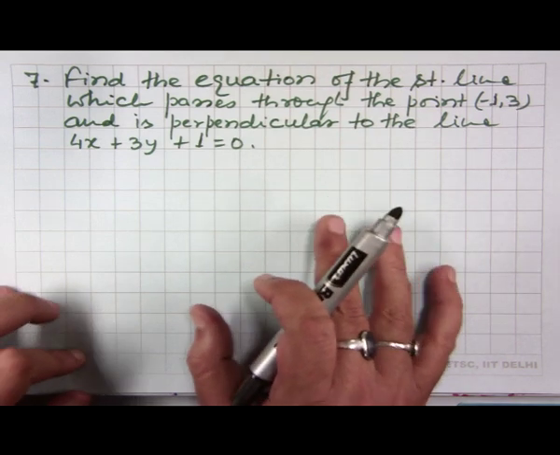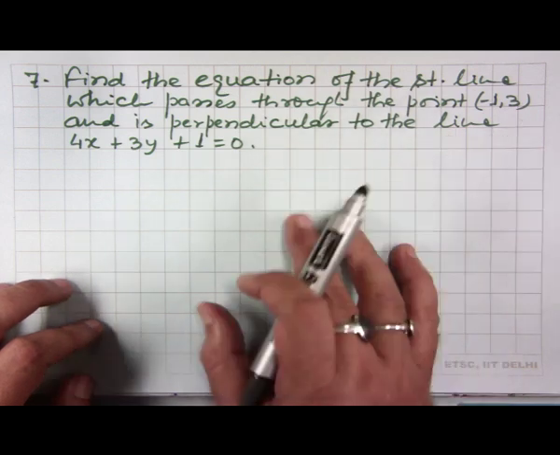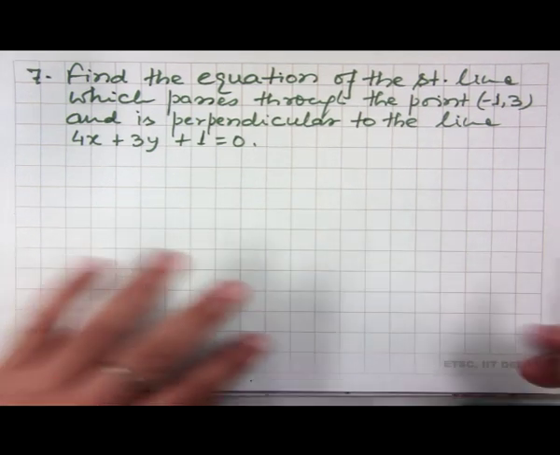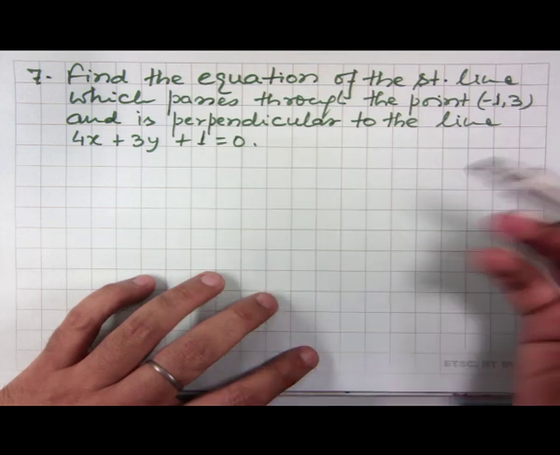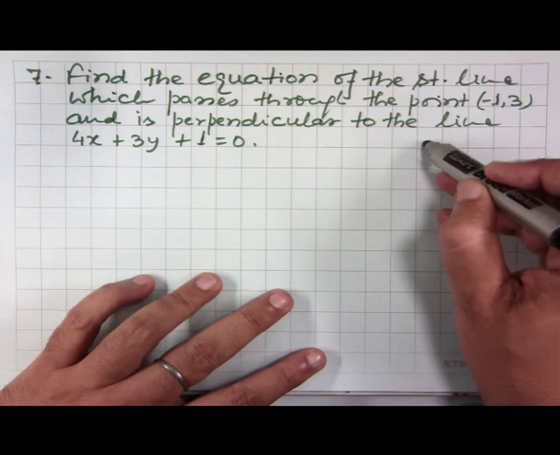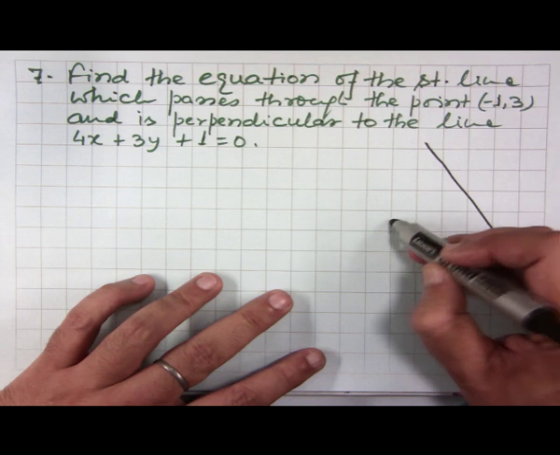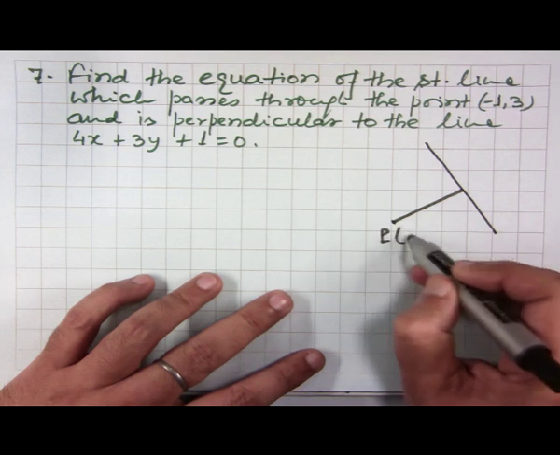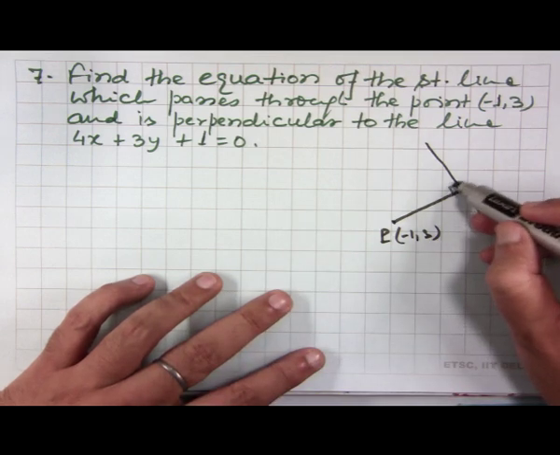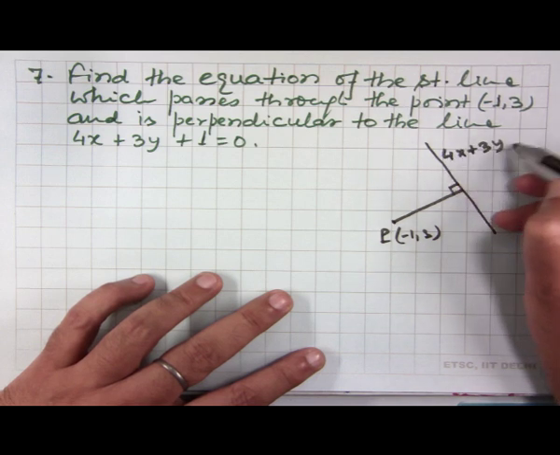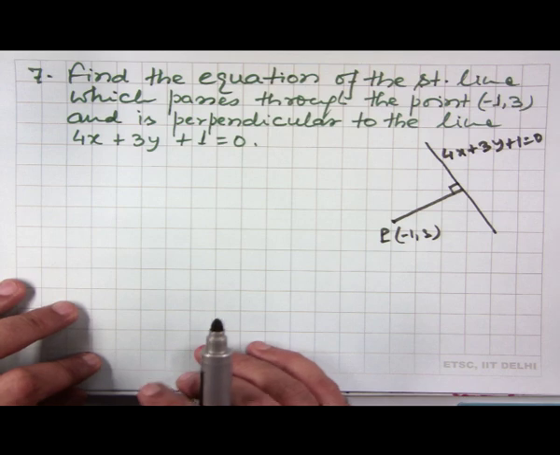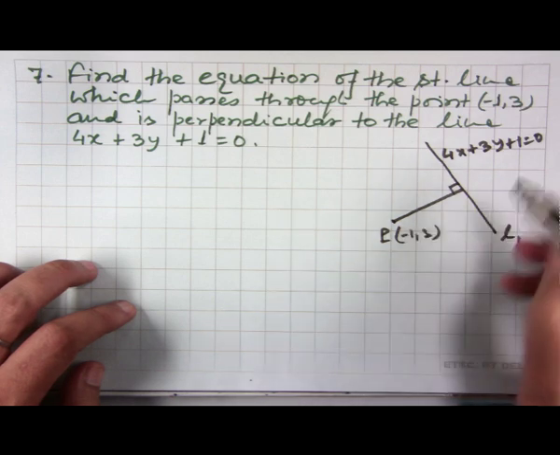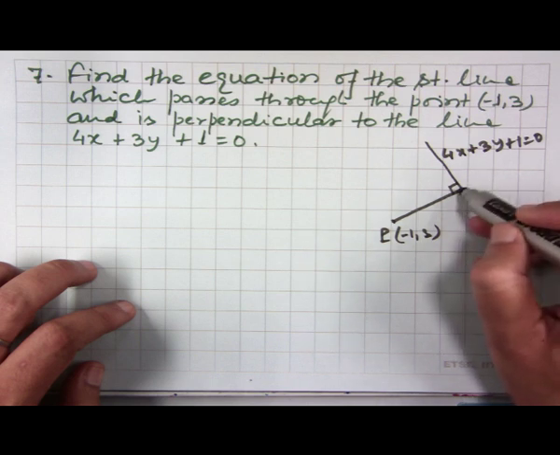Find the equation of a straight line which passes through the point -1, 3 and is perpendicular to the line 4x plus 3y plus 1 equal to 0. It means we have to find the equation of a line. Say this is a line, and we have to find the equation of this line which passes through P -1, 3 and is perpendicular to this line 4x plus 3y plus 1 equal to 0. Say this line is L1, and the line whose equation we have to find, say this is L2.